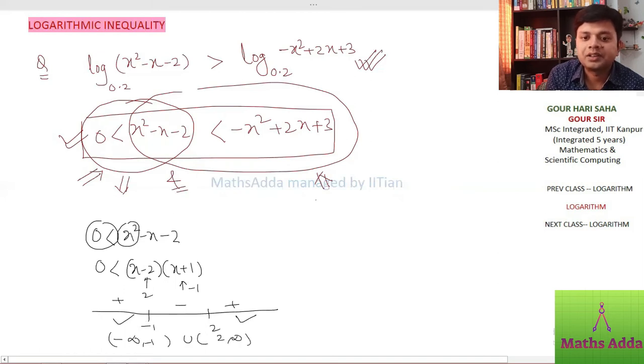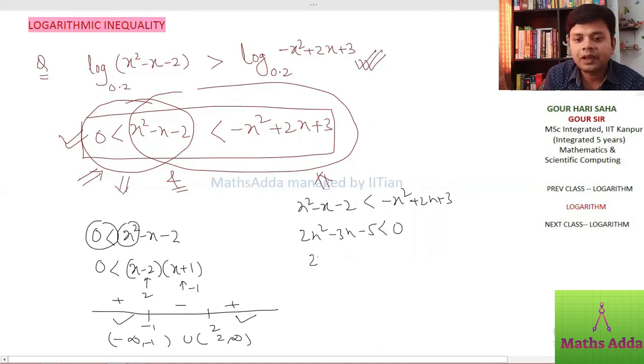Now the second part is here: x square minus x minus 2 less than minus x square plus 2x plus 3. Bring everything to one side, it is 2x square minus 3x minus 5 less than 0. Once you factorize, it becomes 2x minus 5 into x plus 1 less than 0. From this step to this step you will have to do some calculation.